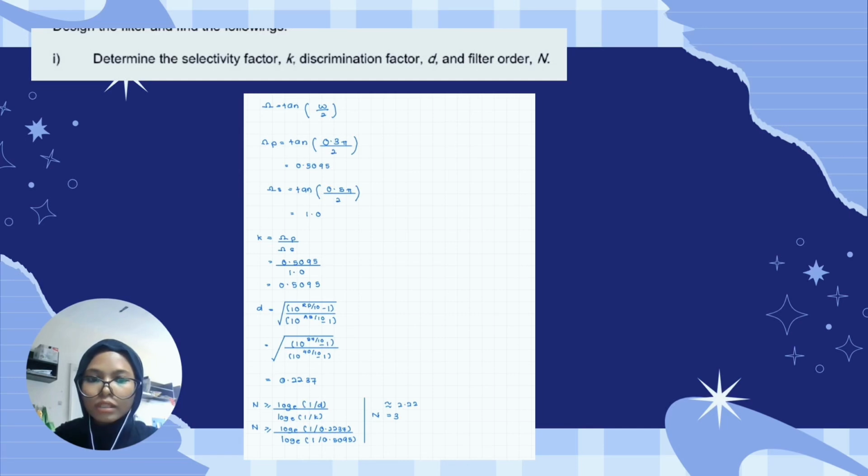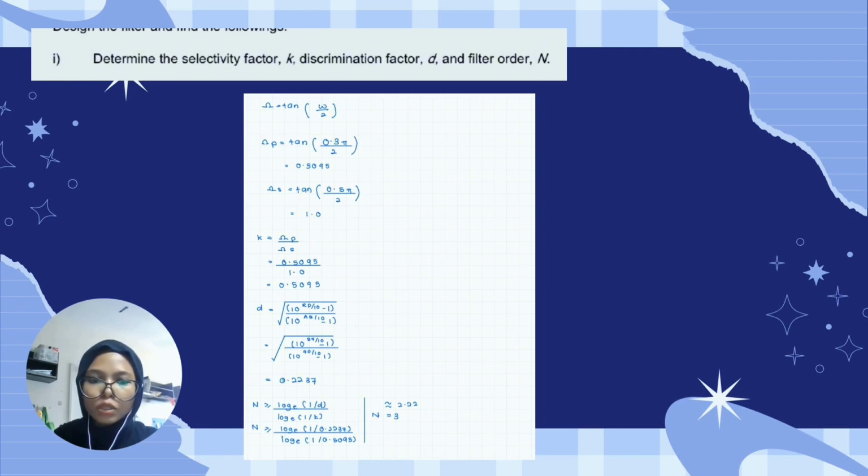Substituting our given test values, Rp equals 2 dB and As equals 40 dB, into the expression. We plug in 2 and 40, giving us the square root of 10 to the power of 2 over 10 minus 1, over 10 to the power of 40 over 10 minus 1. This calculation simplifies to a final discrimination factor of 0.2237.